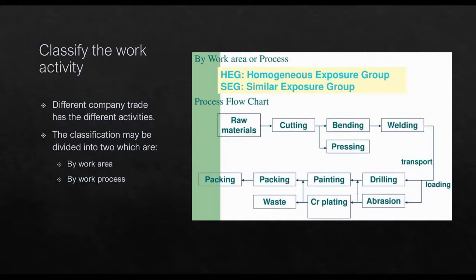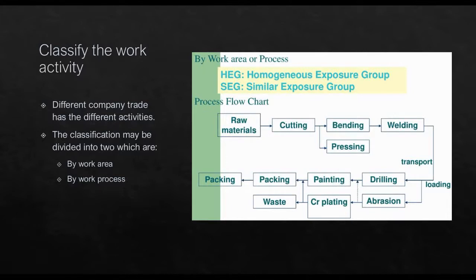The classification may be divided into two: by work area, or by work process. Work area, for example for education, is the laboratory area. So what kind of hazard can we identify in the laboratory, for example? And then for the work process, for example, we have the workshop for domestic wiring.